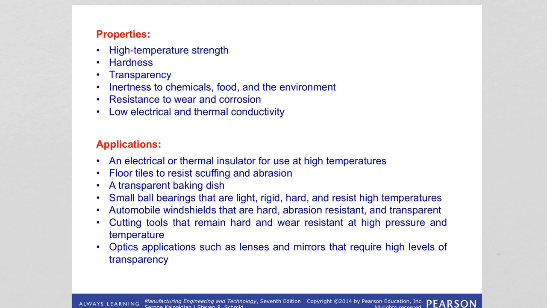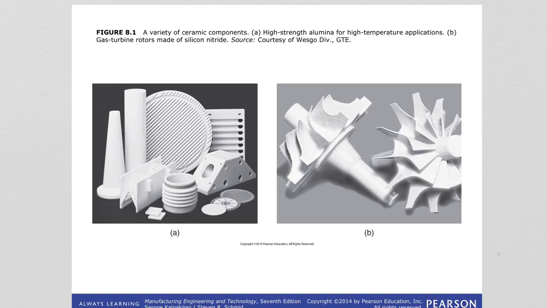Some ceramics are magnetic, so they can be used in computer memories. There are bioceramics. We can include the materials used in artificial teeth, bones, etc. So a wide range of application areas, very important engineering material. So we are seeing some ceramic components. The first one is high strength alumina for high temperature applications. And in picture B, we are seeing gas turbine rotors made of silicon nitride.